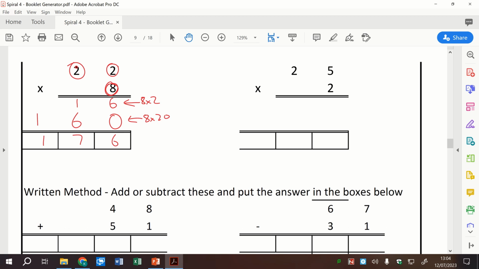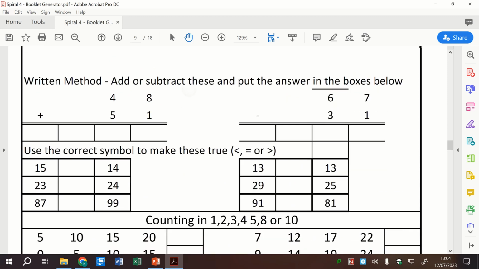Okay, so let's come over here. Let's do the same thing here. 2 times 5 is 10. So 1 in the tens column, 0 in this column. And then I've got 2 times 2, but it's not 2 times 2, it's 2 times 20. So magic 0 in, I can treat it as 2 times 2, which is 40. So this line is 2 times 5, and this line is 2 times 20. Add them together, and the answer is 50.